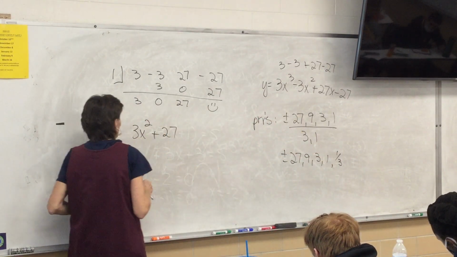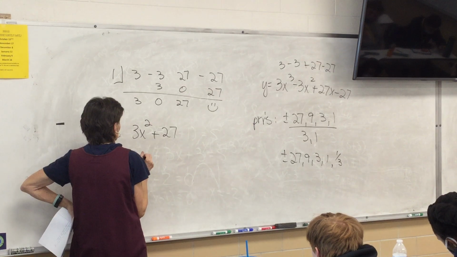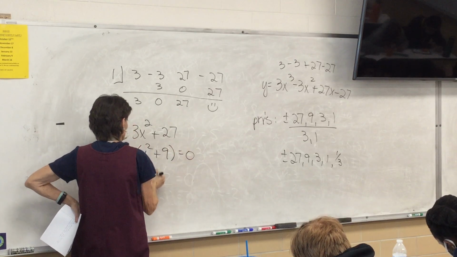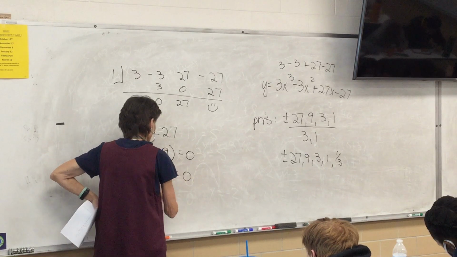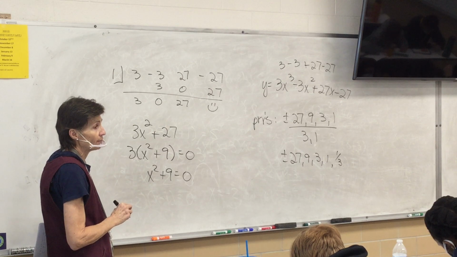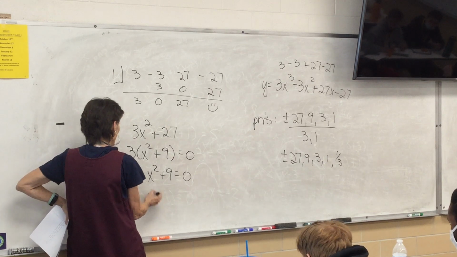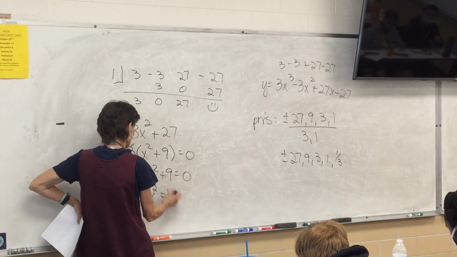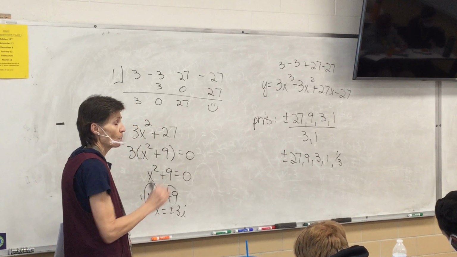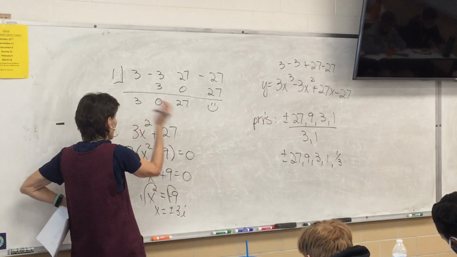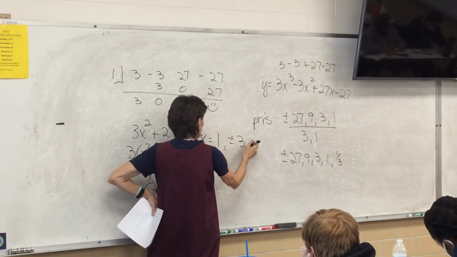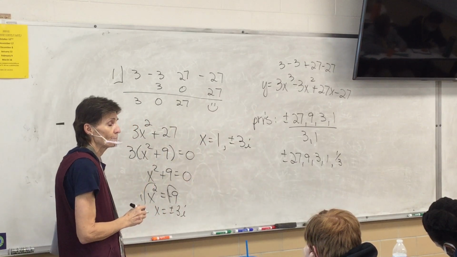Okay. What can I do with that? Factor out a 3. So it's going to be minus 3 plus 9. Nope. X squared plus 9 does not factor. It's not the difference of squares. So x squared equals -9, and x equals plus or minus 3i. So our 3 answers are the one that you guessed, and then the plus or minus 3i that we found.